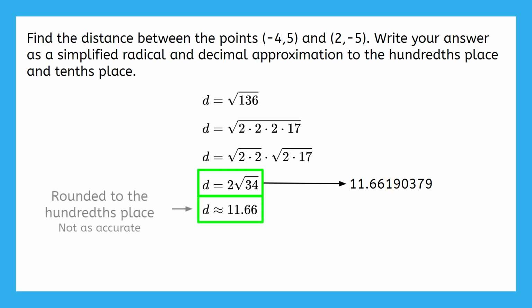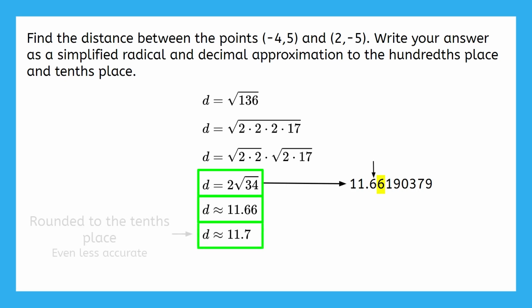11.66. This isn't as accurate as our previous answer. It can be easier for others to understand since we all basically know how big 11.66 is, but it's harder to approximate how big 2 times the square root of 34 is in our heads. Then, let's round to the tenths place. Since the number in the hundredths place is 5 or higher, we'll round the number in the tenths place up to 7, giving us 11.7 as our approximation. This gives us all 3 ways that you may be asked to write your answer in the practice problems. Be sure to read the directions carefully when you do your practice problems so you know what's expected of you.